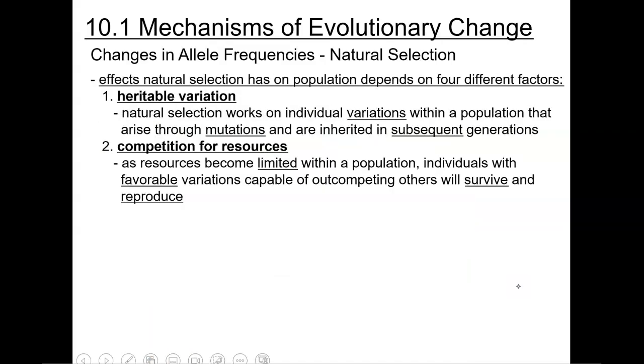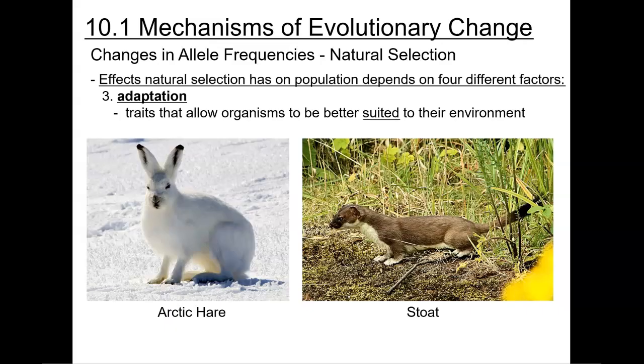So here we're going through just the basic definitions. You saw the visuals on the last slide. So heritable variation: we have natural selection working on individual variations within a population that arise through mutations and are inherited in subsequent generations. Competition for resources is where resources become limited within a population, and those individuals with favorable variations are going to be capable of outcompeting others, and they will survive and reproduce.